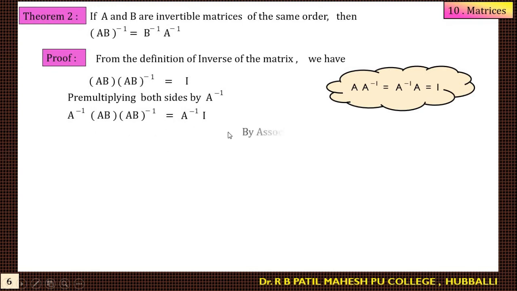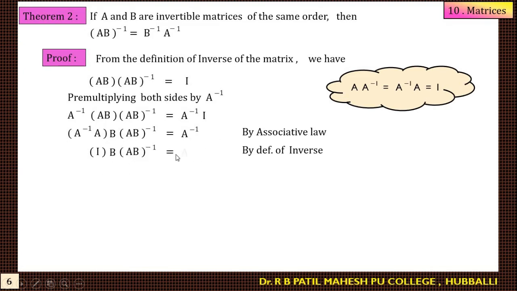Now using the associative law, we can interchange the bracket. So A inverse into A bracket is taken and B separate, AB whole inverse is equal to, and you know that any matrix into I is the same matrix, that is A inverse. Now by the definition of inverse, A inverse and A is identity, and B into AB whole inverse is equal to A inverse. Now you know that I into B is B, so B into AB whole inverse is equal to A inverse.